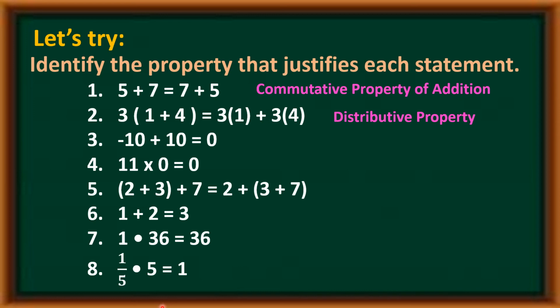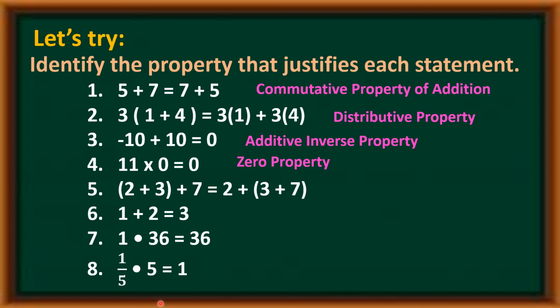Next, number 3. We have negative 10 plus 10 is equal to 0. As you can see on the question, we have negative 10 and positive 10. So, that is additive inverse or opposite. So that is additive inverse property. Next is 11 times 0. You multiply a number by 0, so that is 0 property.